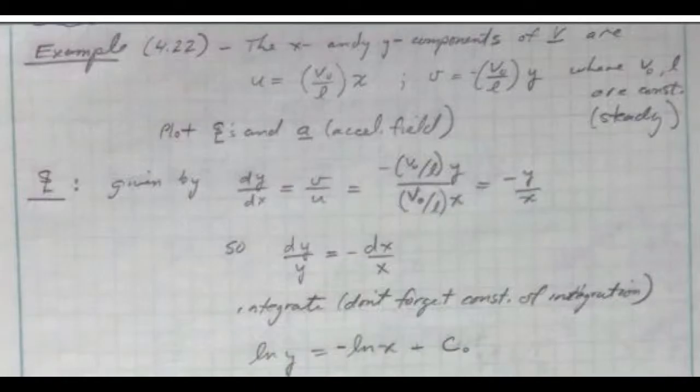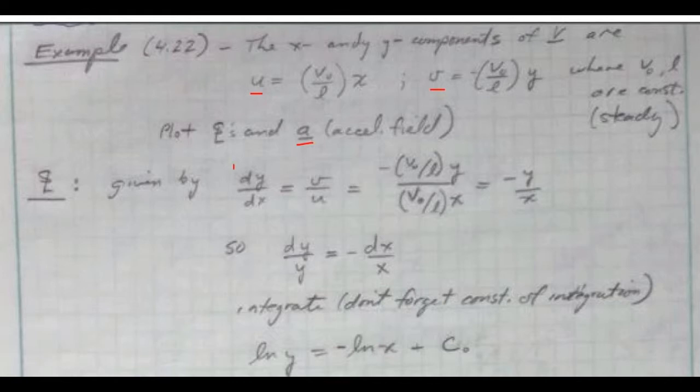Okay, let's look at one last example from the first part of chapter 4, and we're looking at velocity fields and acceleration fields here. So in this example, we have two-dimensional velocity. We've got a u component in the x direction, a v component in the y direction. We want to know the streamlines. Remember, the streamlines basically map out the velocity field. We also want to know the acceleration field in this case. So let's do the streamlines first.